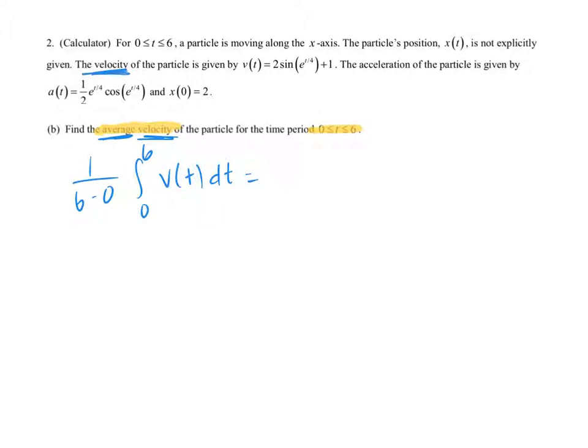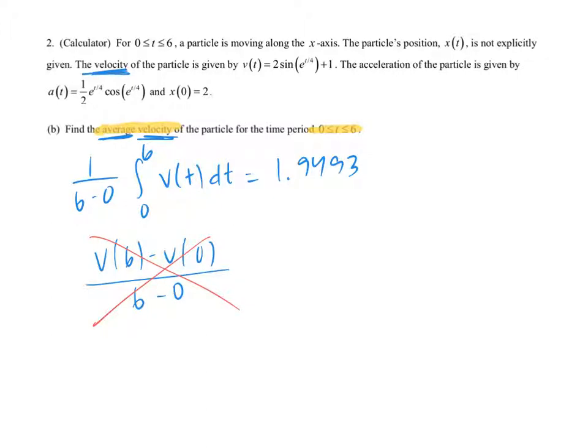And so typing this into our calculator to get the answer using the Math 9 button, what we would end up with after it takes a second to calculate would be 1.9493. Now, if you were to use the average rate of change formula on this, you would probably do something like this, v of 6 minus v of 0 over 6 minus 0. And this right here would give you what is called the average acceleration. So that's why we don't want to use this formula on this problem. This would be the incorrect way to respond to this. And because we have the velocity function, we're asked to find average velocity. That's why we use the average value formula.